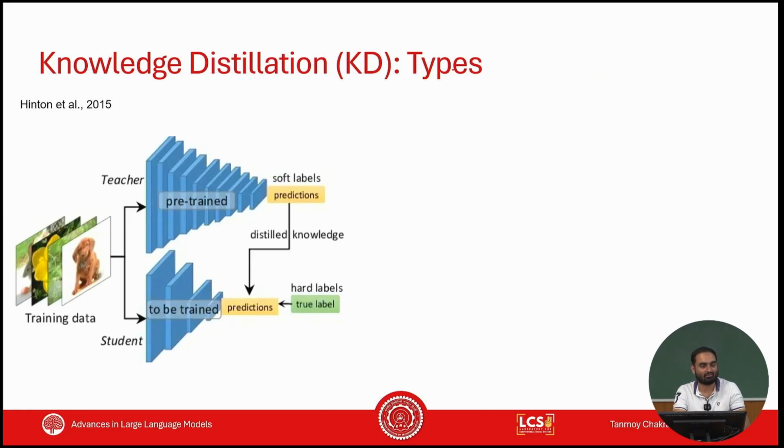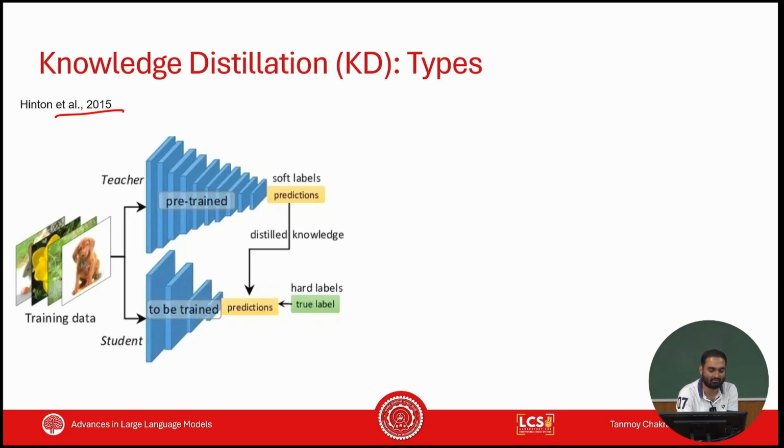Okay, so the idea behind knowledge distillation was proposed by G. Hinton in 2015, the first paper on distillation, and the idea was very straightforward. At that time there was no transformer, there was no LLM as such. So Hinton used a simple CNN, right?